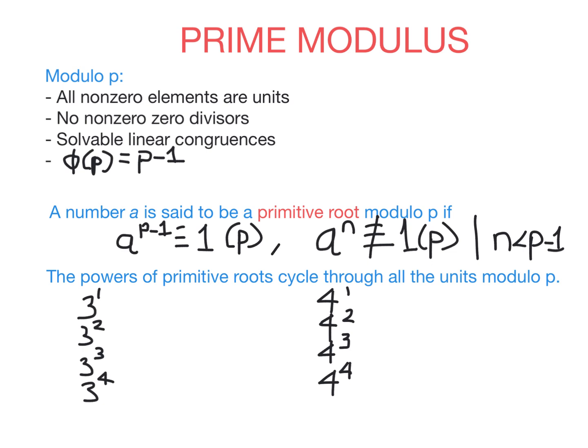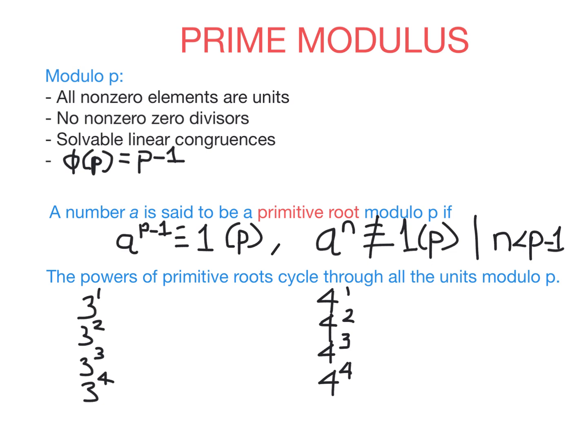So, for example, when you're working with a prime modulus, all non-zero elements are units. That means you can divide by any number that is not equal to 0, exactly what you can do with real numbers. Because all the non-zero elements are units, it means you can solve all the linear congruences. You don't get all those situations where there's multiple or zero solutions.